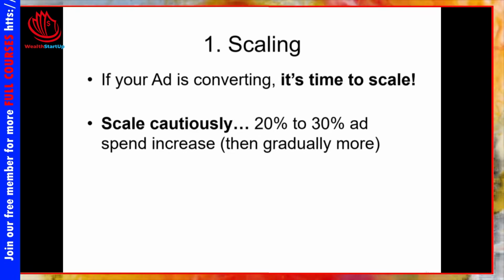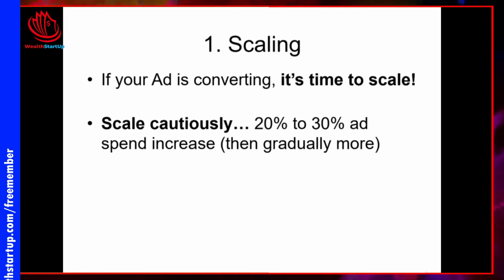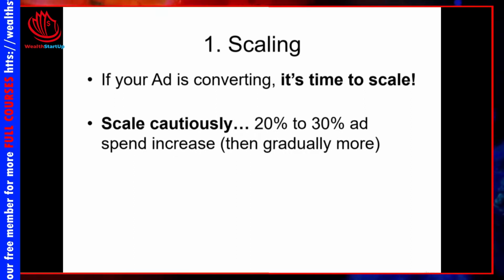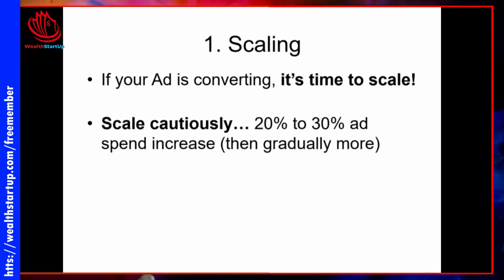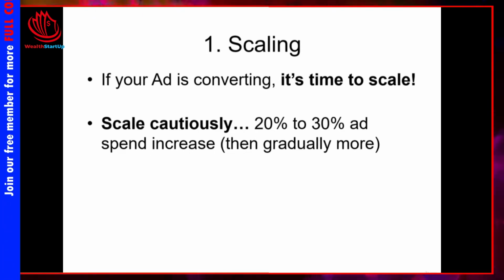So when you're scaling your winning ad set, what you want to do is do it gradually. You want to increase your daily ad spend by 20 to 30%, and you don't do it any more than that. Okay, why is that the case? That's because if you're spending $100 a day, you probably want to just edit the budget and change it to $120 or $130 a day. That's probably what you're going to do.